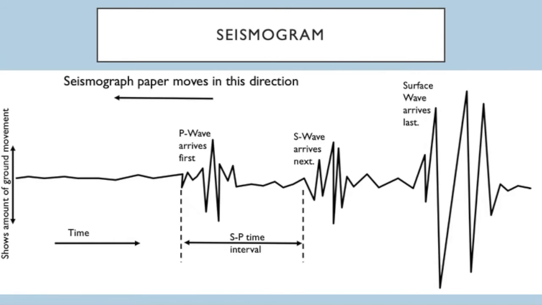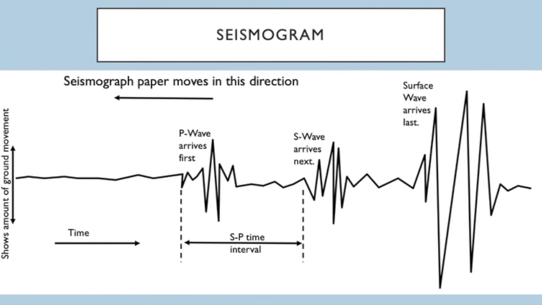So this is an image of a seismogram. You can see the y-axis shows the amount of ground movement, and the x-axis shows the time. So the seismograph paper moves towards the left in this diagram. You can see where the P wave arrives first, and you can start seeing the shaking up and down. And then you can see the SP time interval.